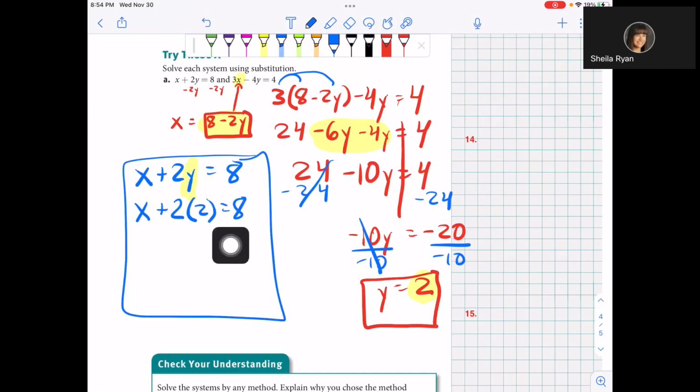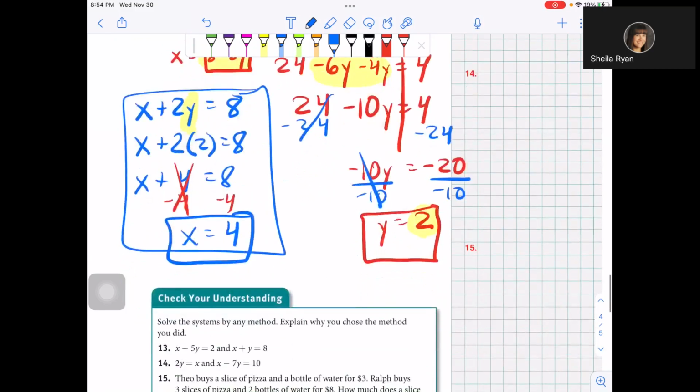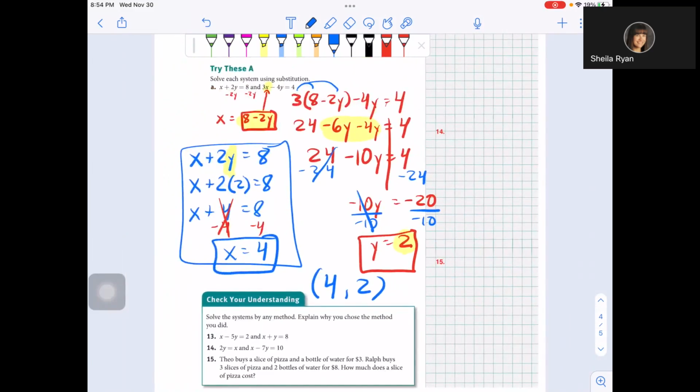Okay, so I plugged in my y is 2, and then I'm going to keep solving. So I have x plus 2 times 2 is 4, equal sign 8, and then continuing to solve for x, I'm going to do minus 4 and minus 4, and I get x equals 8 minus 4, which is 4. So my solution, x is 4 and y is 2. So that would be my solution for that system.